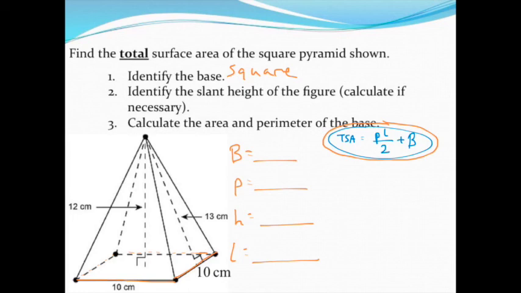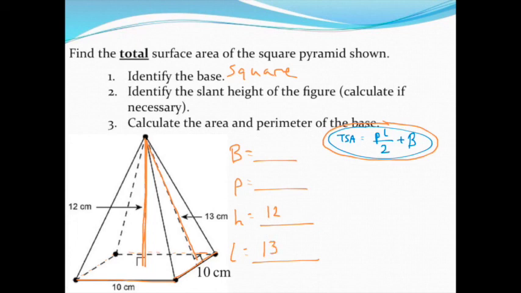So first things first, the difference between height and slant height. Height is going to be your distance inside the pyramid or cone. So straight up from the vertex to the base, that's going to be your height inside. So that's a height of 12. Your slant height is going to be on the surface of the pyramid. So from that vertex down the side of the pyramid is going to be your slant height. I can see that that's 13.